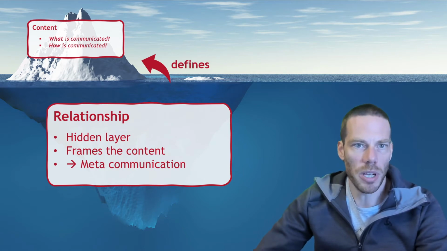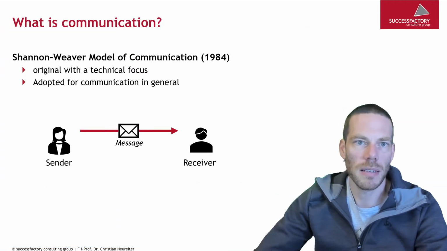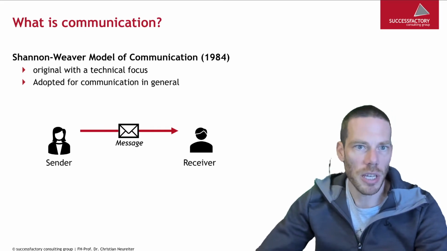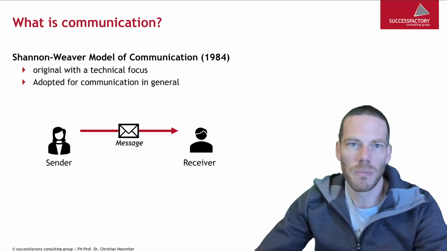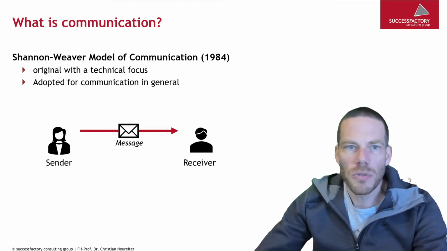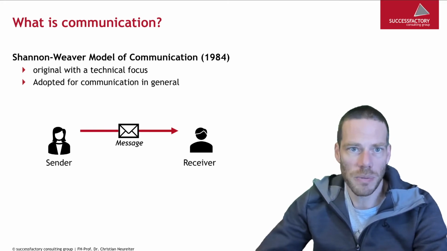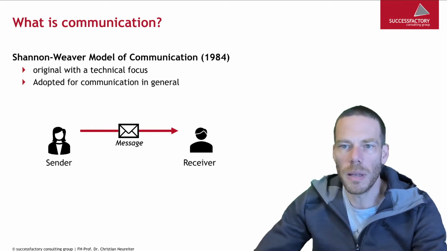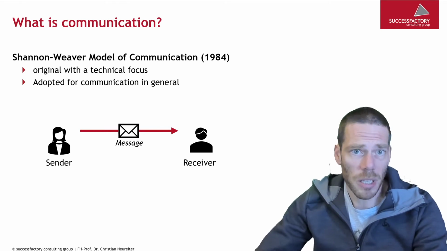What is communication? So a common concept for understanding how communication takes place is the so-called Shannon-Weaver model of communication, which already has been established in 1984. So it's not the newest thing, but it's still valid. What is interesting to understand is that this model has been established for a technical communication, so on telecommunication networks, but it really is applicable to communication in general as well. So let's take a little bit closer look.